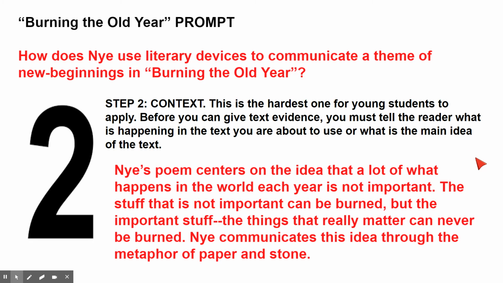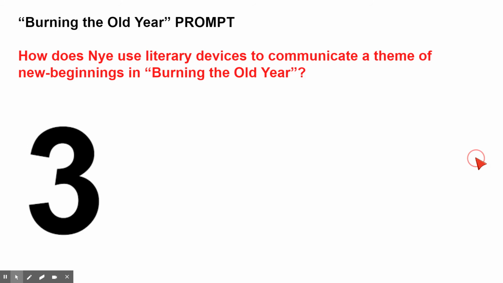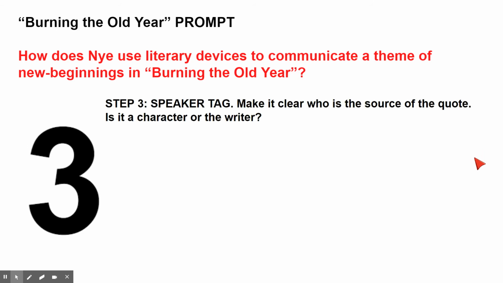That's step 2. Step 3 is simple. After context, I'm going to give a speaker tag. And that is where I make it clear who is the source of the quote. Is it a character or the writer?